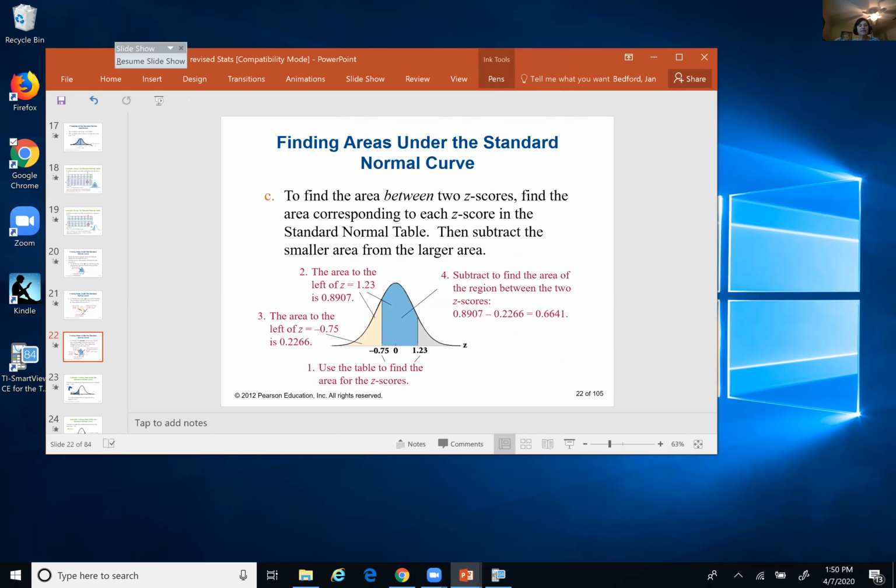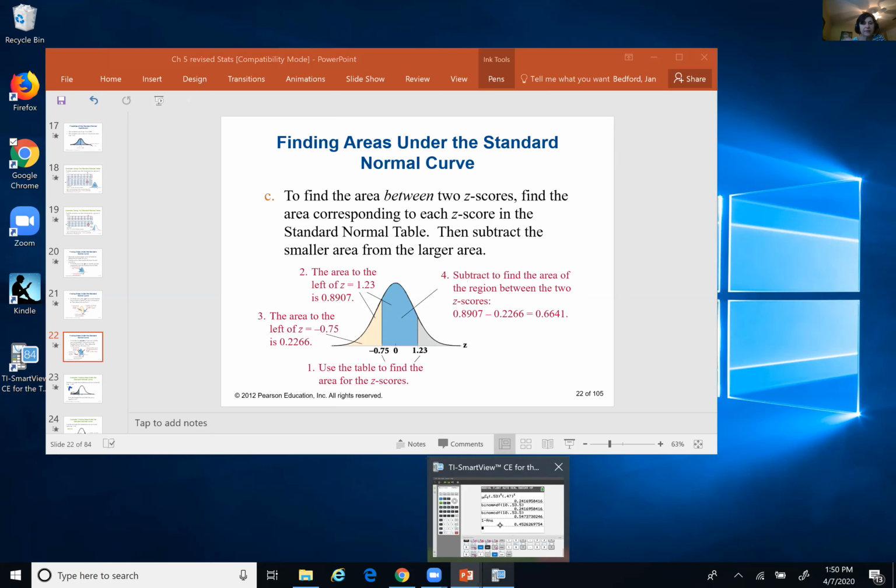to do it out of the table, I'm going to have to look up the area at negative 0.75. I'm going to have to look up the area to the left of 1.23, and I would have to subtract those two in order to get my answer. So let me show you real quickly.